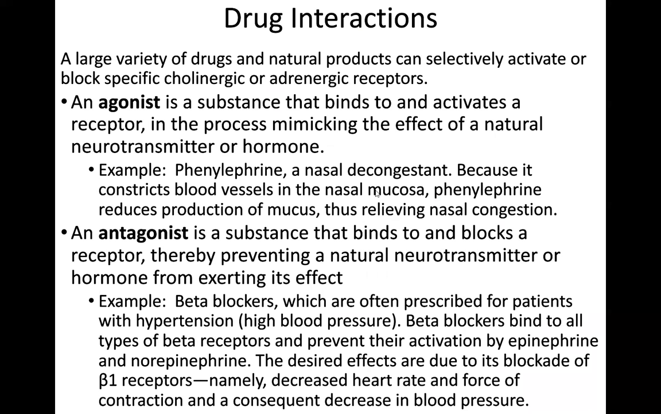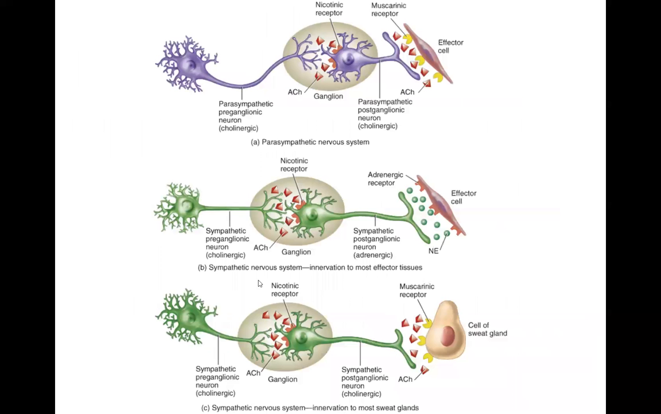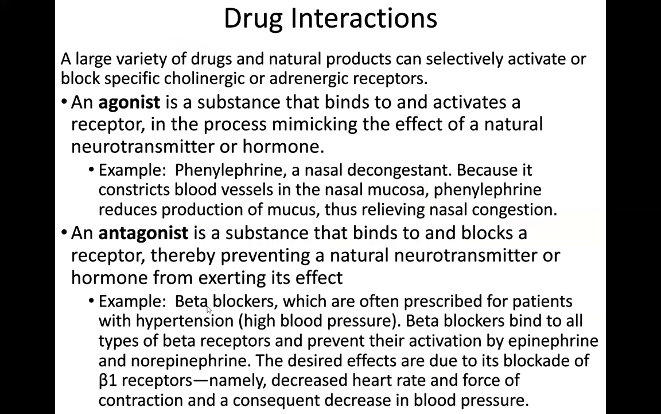So the blood vessels that line the inside of your nose become blocked and thus reduces the production of mucus and relieves your nasal congestion. And the opposite of an agonist is what an antagonist does, a substance that blocks or binds to the receptor and then prevents the natural neurotransmitter or hormone from exerting its effect. So essentially, it occupies the space so that like norepinephrine can't bind to the actual cell and thus produce a response. Okay, you guys have ever heard of beta blockers before?